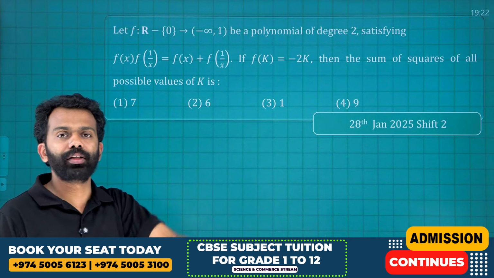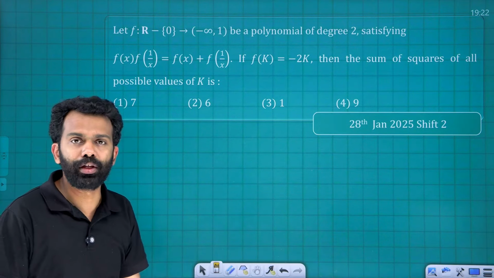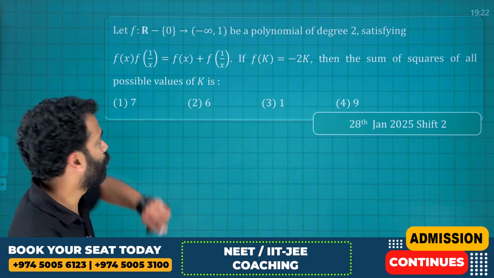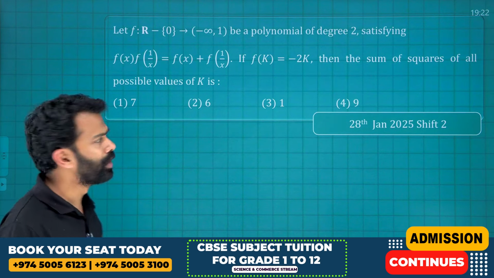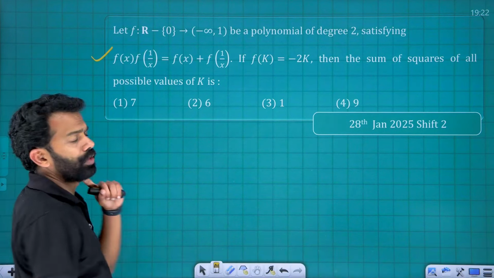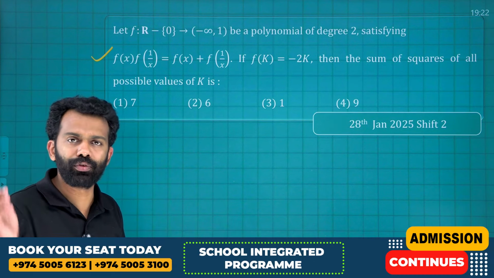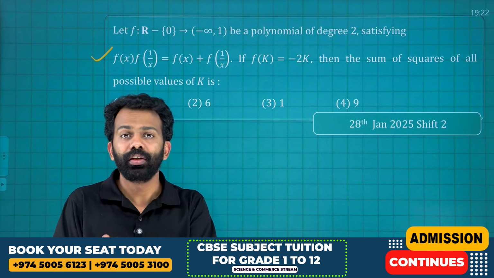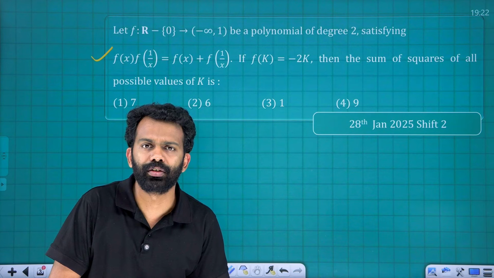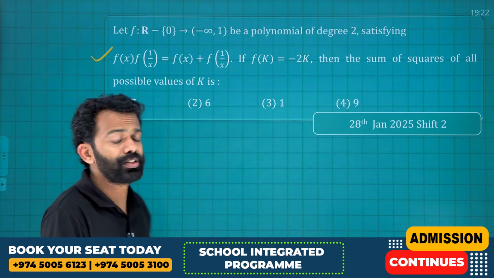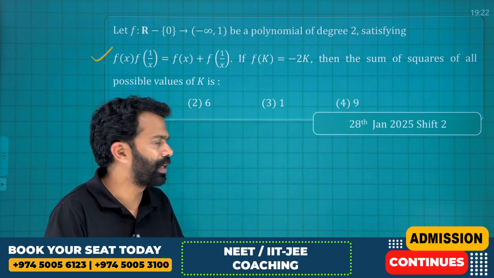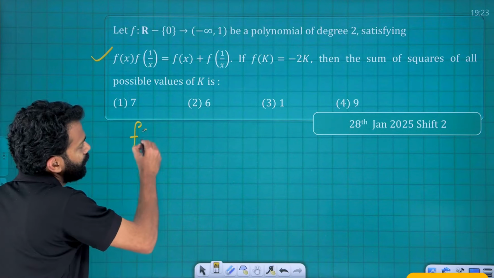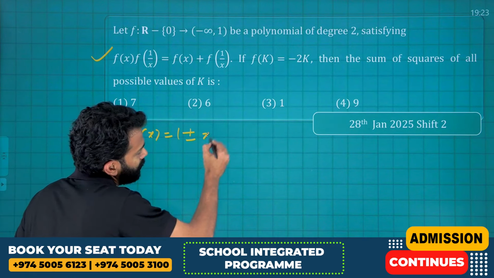So how are you going to find the sum of squares of all possible values of k? It's easy actually. We need to formulate the function first. That is how we are going to start this question. So, have you seen this equation anywhere? f of x into f of 1 by x is equal to f of x plus f of 1 by x. It's a well-known equation, and what is the result of this equation? Do you know that? Questions based on this were asked frequently in JEE Mains and sometimes in Advanced. See, it is nothing but f of x is equal to 1 plus or minus x raised to n.